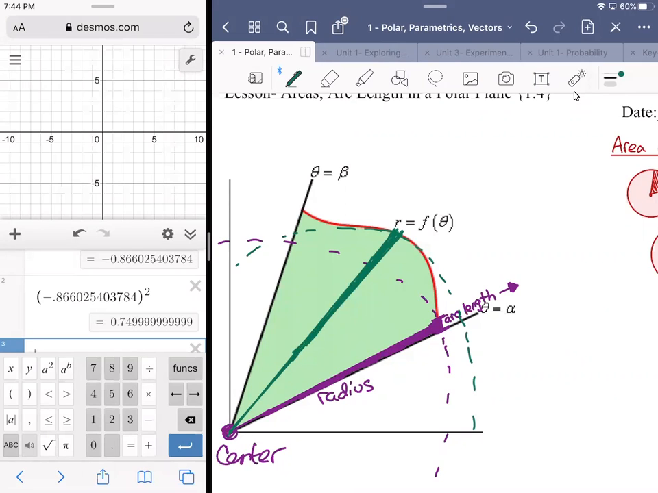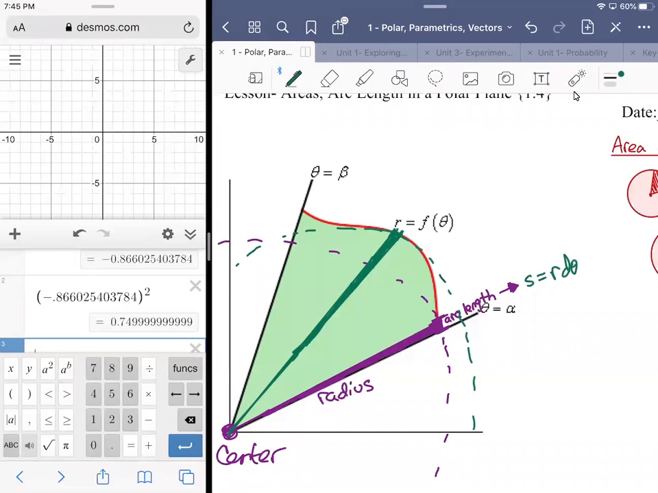Now that arc length, normally it would be S equals R theta, but now it's going to be S equals R, because the R would be defined based on the function R equals f of theta. So maybe it's not a particular value as in a constant, maybe it's like cosine of theta or something like that, but we'll know what R is. It's going to be R d theta, right?